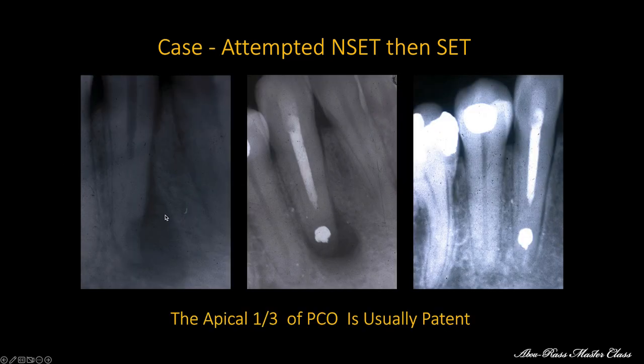Another case. We made the opening, we got nowhere. Filled the canal, and then switched to surgical endodontics. Here's the retrofill again. You can see this amount of huge resorption. This is the apical foramen actually with resorption. And we filled it, and here's the healing.